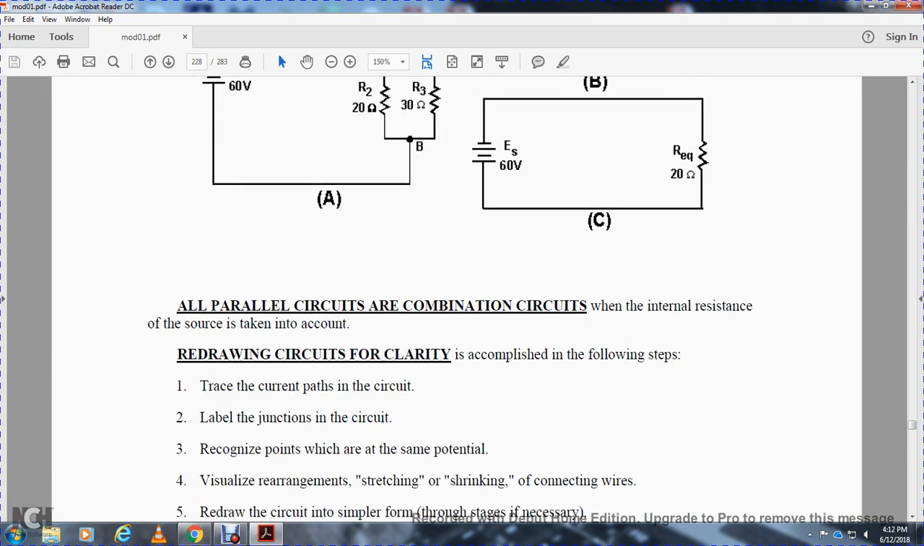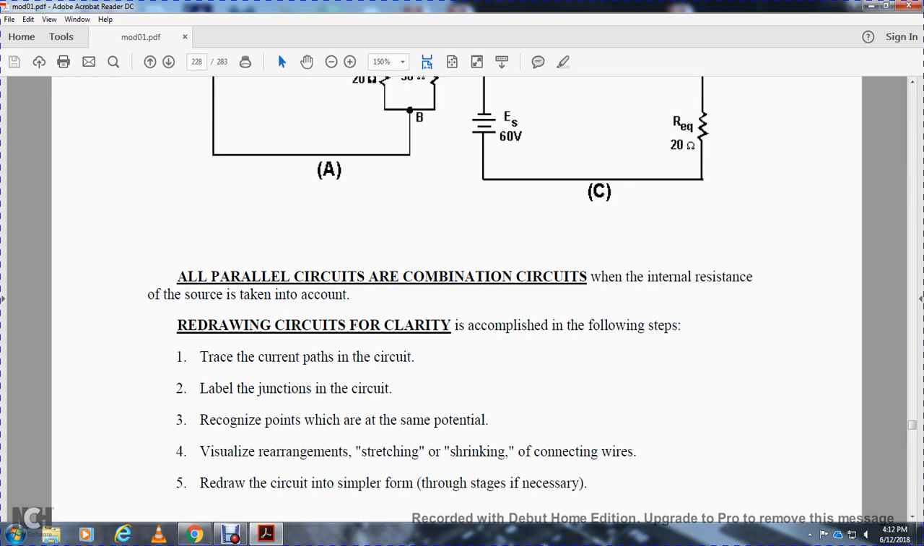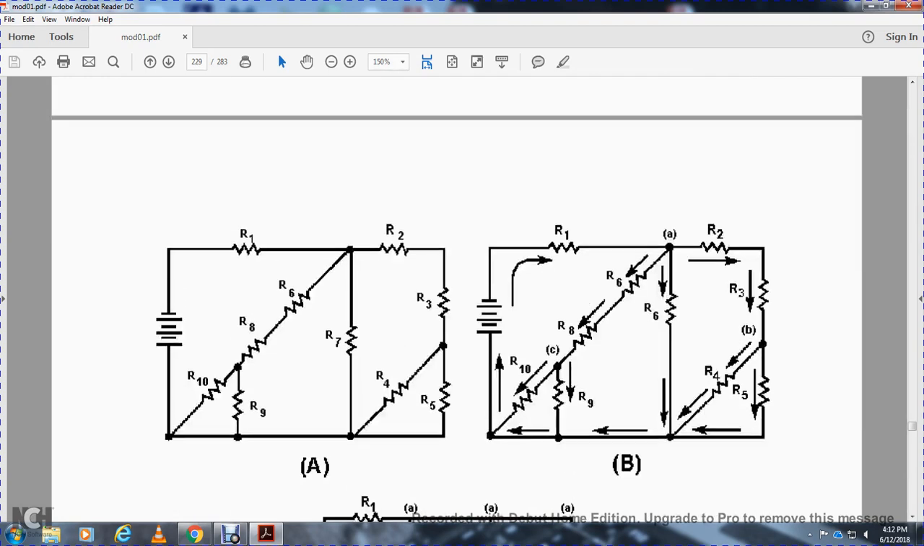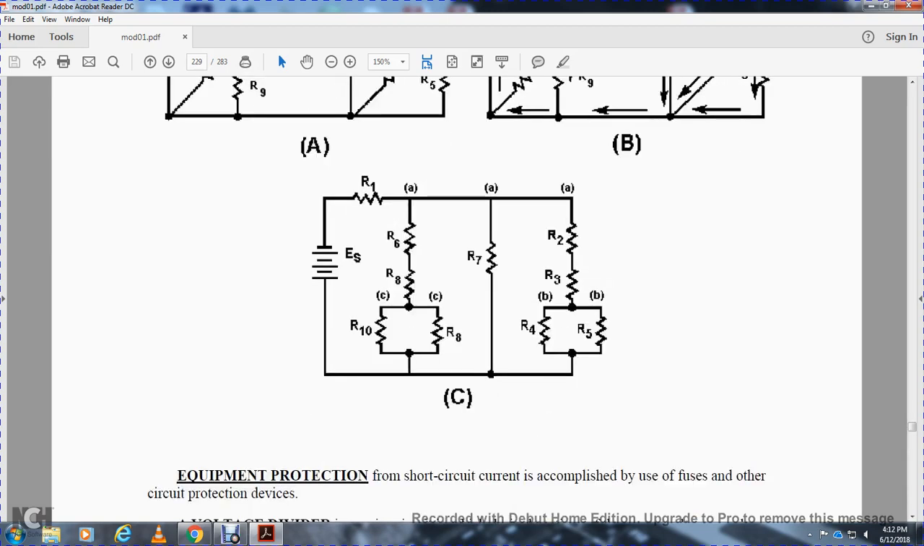Recognize points of the same potential by visual arrangement, sketching or shrinking the connecting wire. Redraw the circuit into a simpler form in stages if necessary. Shows A, B, and C redrawn.